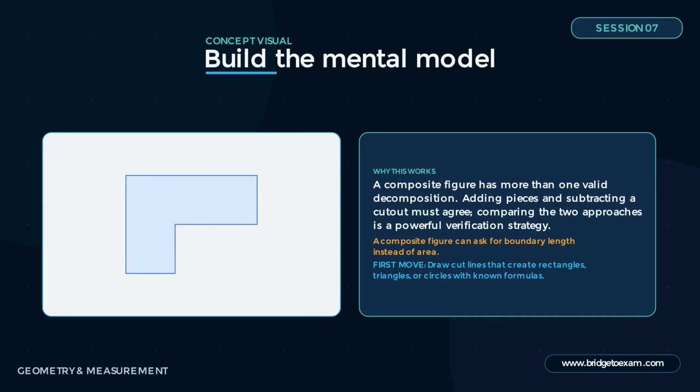A composite figure has more than one valid decomposition. Adding pieces and subtracting a cutout must agree. Comparing the two approaches is a powerful verification strategy.